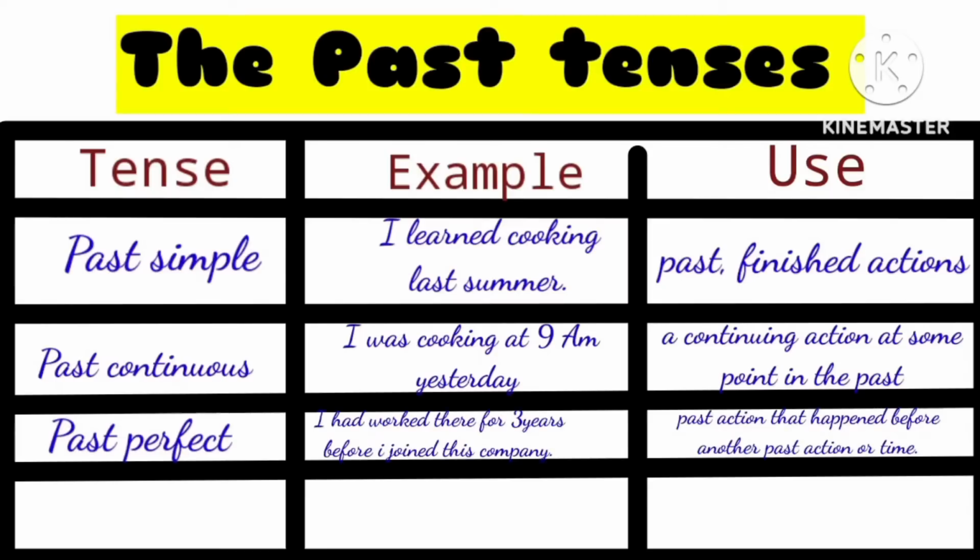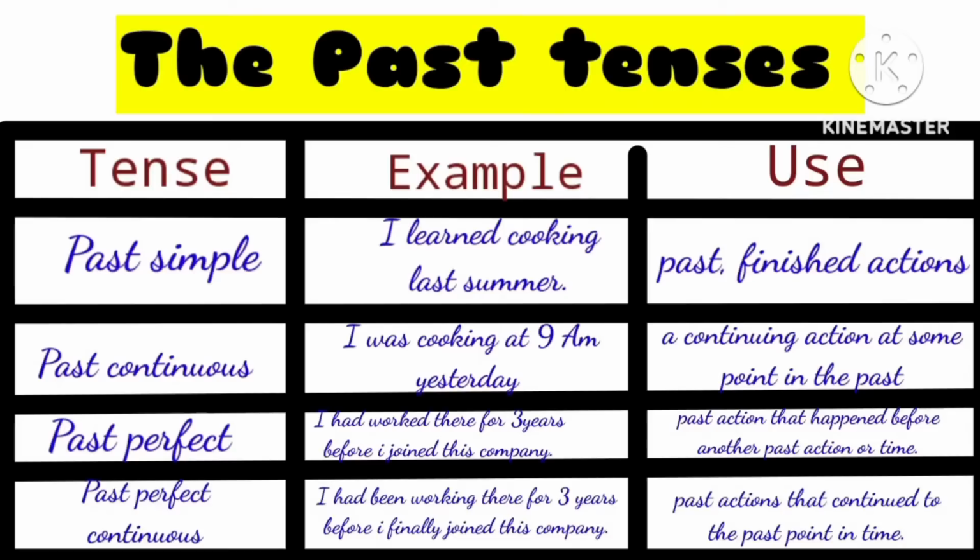The next tense is past perfect tense. It is used to describe a past action that happened before another past action or time. So, in this case, we are going to mention the time. For example, I had worked there for 3 years before I joined this company.